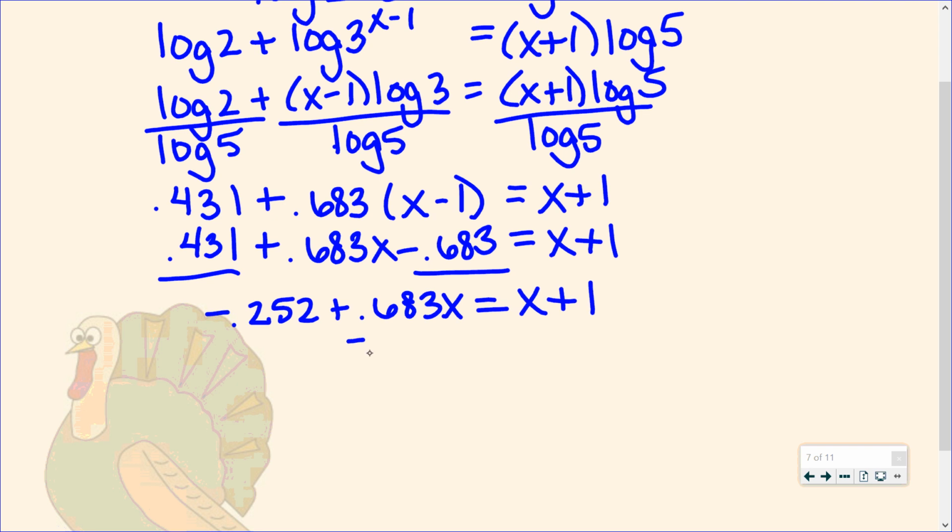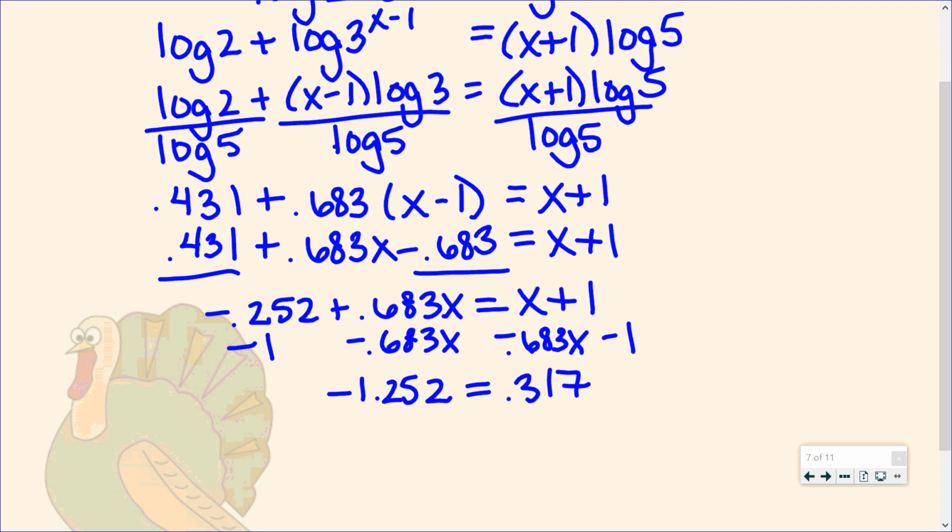Let's say I want to subtract my 0.683x to the other side. And I will subtract 1 on both sides. So on the left, I'm going to have negative 1.252. My x's are going to cancel. On the right, I'm going to have, let's see, a 1x minus 0.683, so 0.317x. And then again, my 1's cancel. Divide by 0.317.